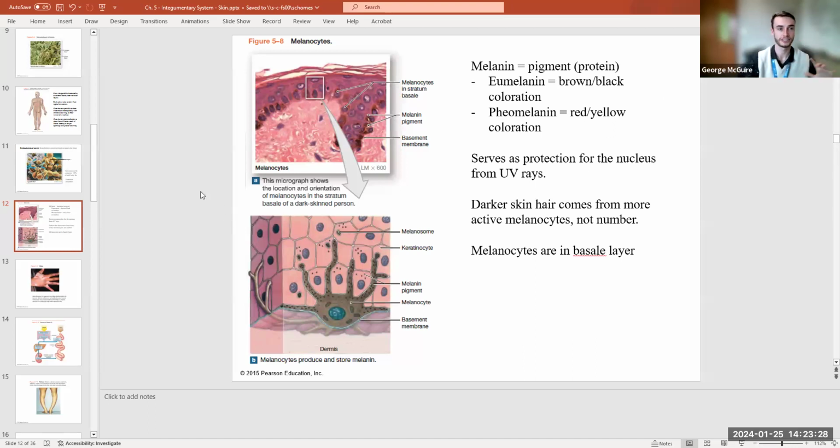And so increased darkness or more melanin production does not come from having more melanocytes. On average, you have the same number of melanocytes regardless of skin color, but it's more about how active those melanocytes are, so how much melanin they're producing, and how large they are. So you can see that they kind of extend through this basal layer. And so those extensions would be longer for producing a skin type that is darker, producing more and more melanin.